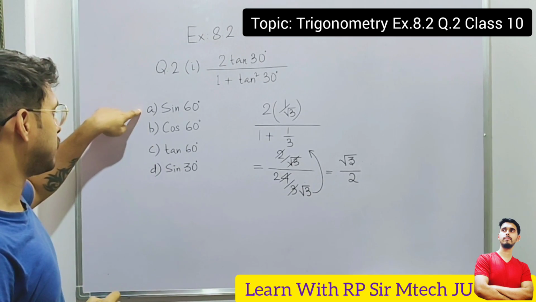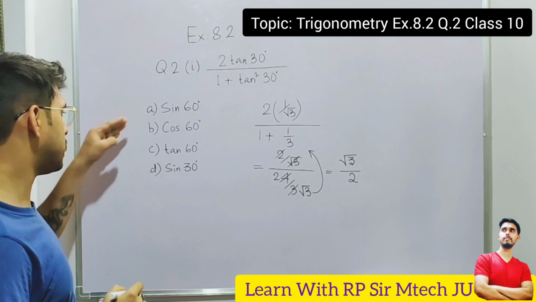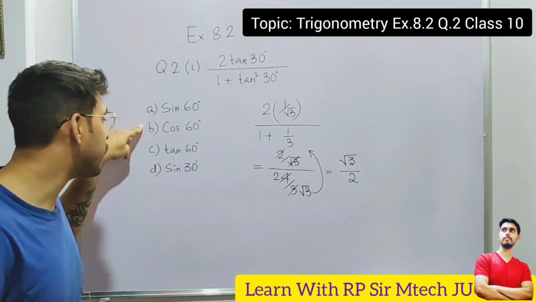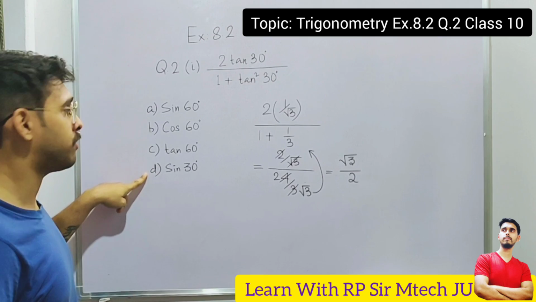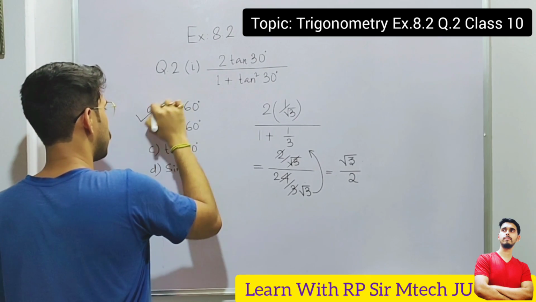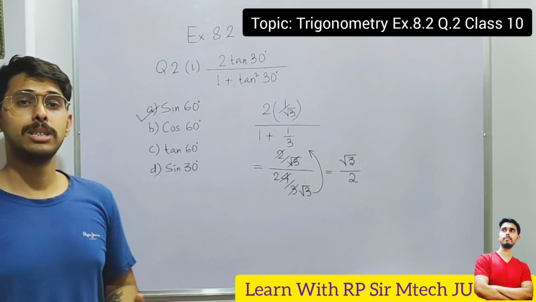So sin 60, what is sin 60? Sin 60 is root 3 by 2. Let us check the other values. Cos 60 will be half, tan 60 will be root 3, and sin 30 will be half. So automatically the first option will be the correct answer. Let us move on to the next question.